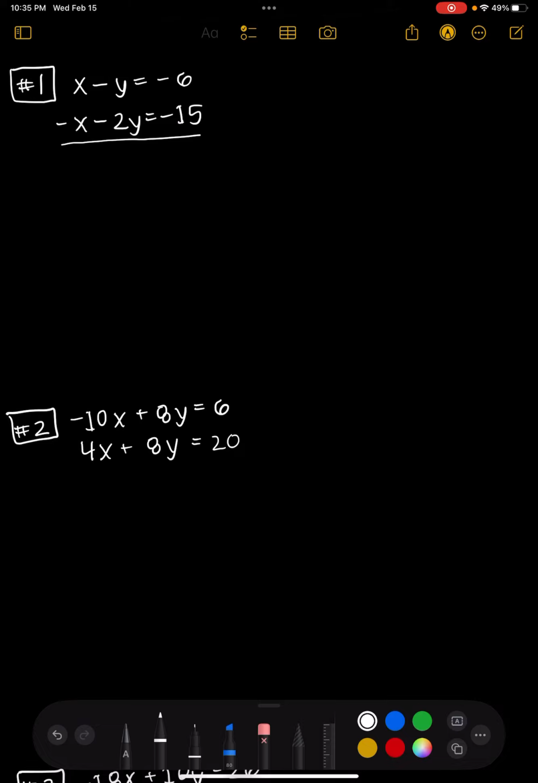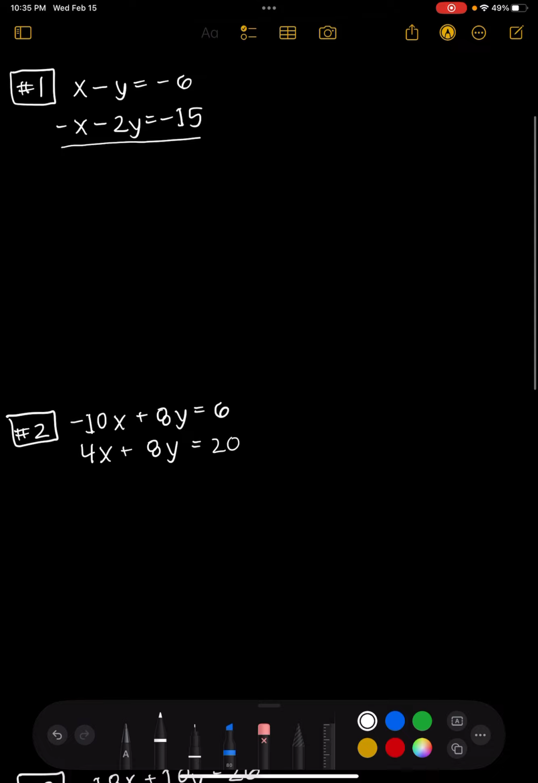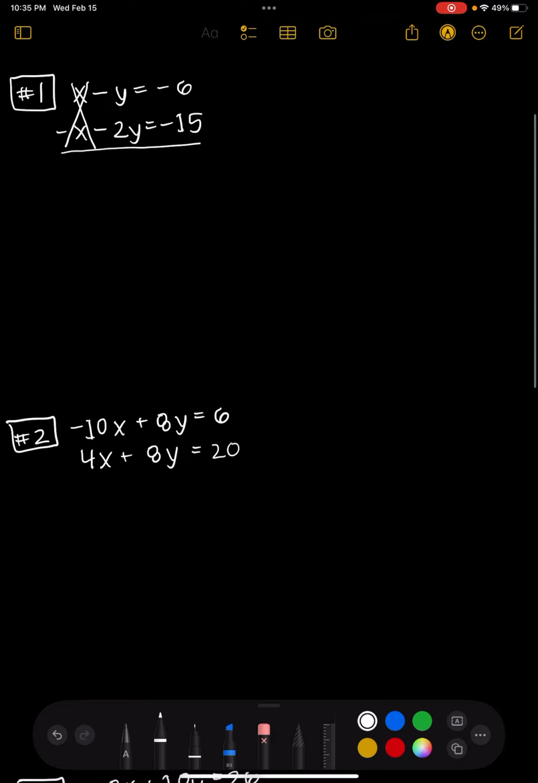So for the x's, I have a positive x and a negative x, or a 1x and a negative 1x. Well, 1 minus 1 gives me 0, right? So what that tells me is that the x's actually cancel each other out, because a positive x and a negative x would give me 0. So I can write 0, or I can just cross them out.